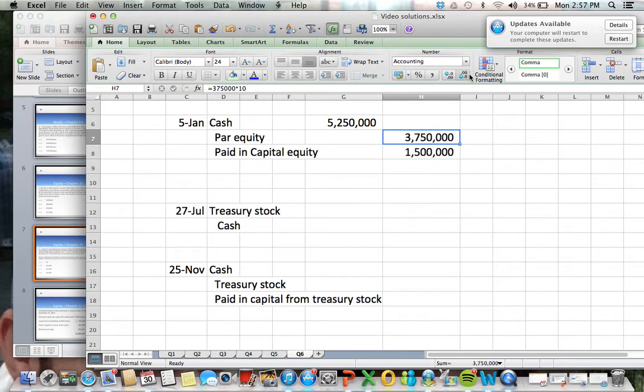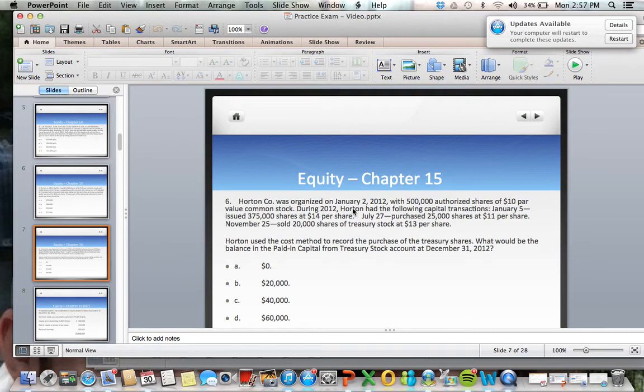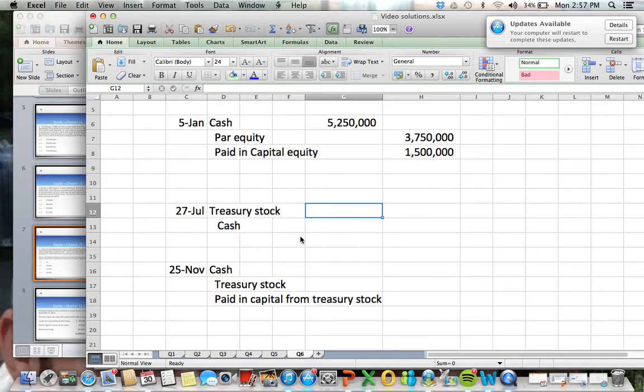Now, on July 27th, we had bought some stock back, so purchased 25,000 shares at 11. So we debit this treasury stock. This is an account that reduces your equity, and we actually spent cash on this. So we're 275 less on cash.